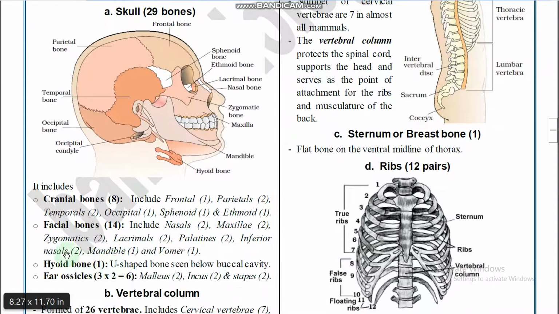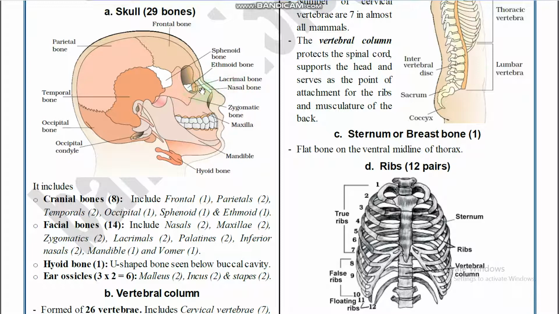And next, facial bones are 14 bones. The bones presented in the front of the head are the facial bones, 14 in number. So nasal bones in the region of the nasal cavity, and maxillae, the upper jaw, 2 maxillae are presented, and the zygomatic bones, 2 zygomatic bones, and lacrimal bone.